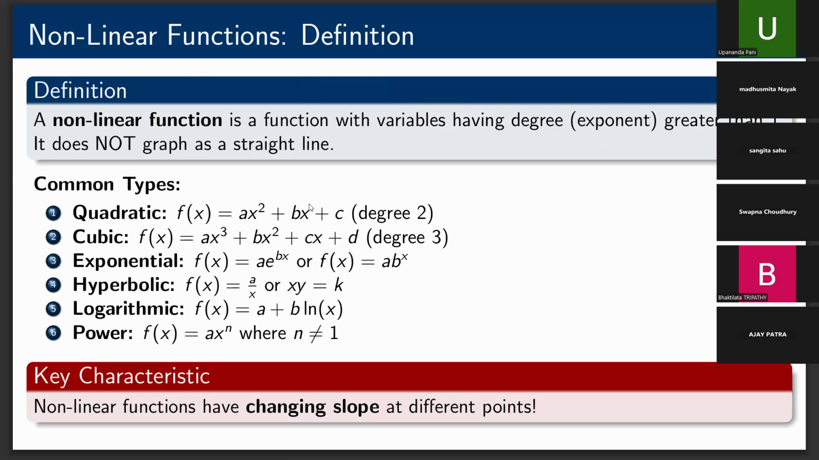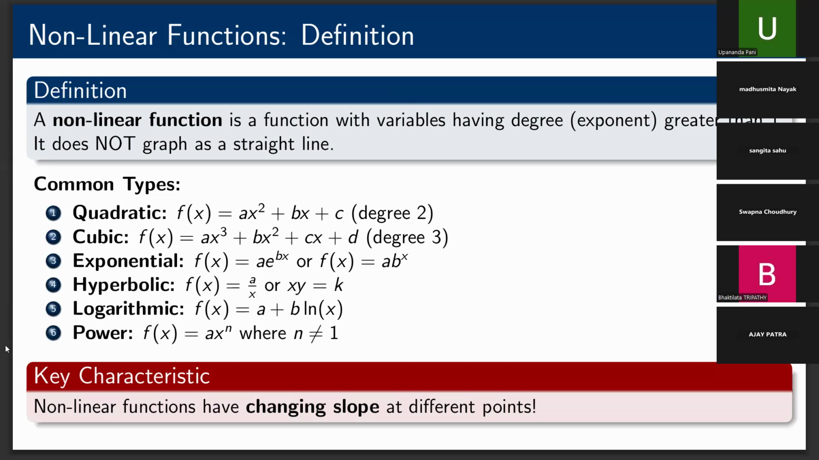That becomes the degree of the equation. If your maximum power is 2, this is known as a quadratic function. If the maximum power equals 3, we call it a cubic function. With e to the power of something, it is called an exponential function. What is a hyperbolic function? Here y equals a by x. That means when we multiply x into y, we get a constant number. That is the definition of a hyperbolic function.